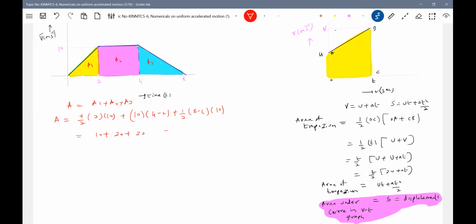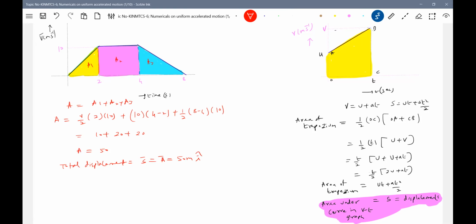How much did we get? The total area under the curve? 50 meters. So this should be equal to the total displacement. Total displacement S bar is equal to how much? A bar, which is 50 meter i cap.